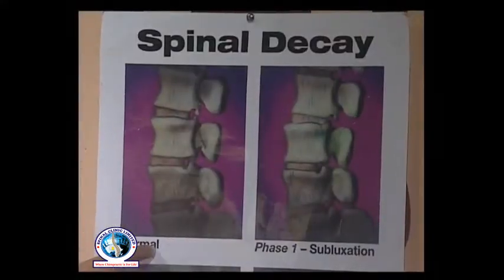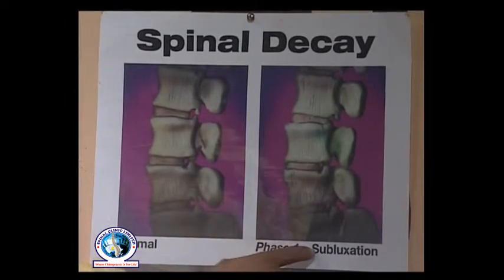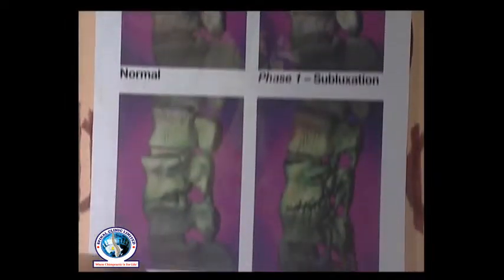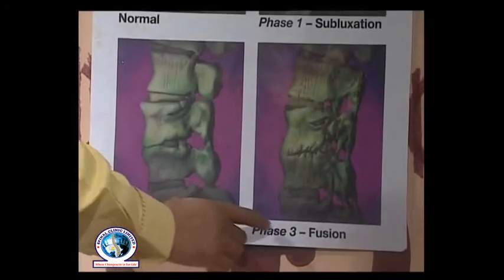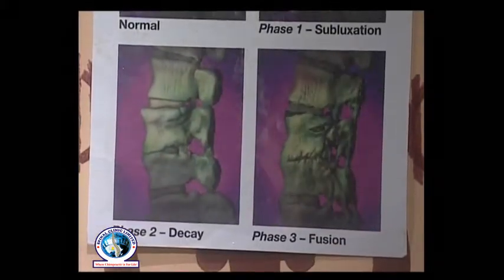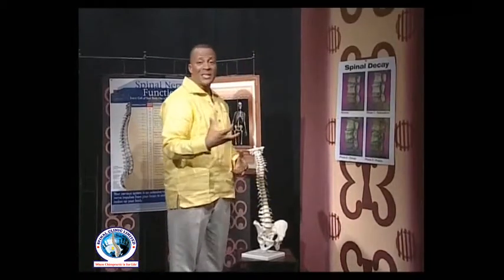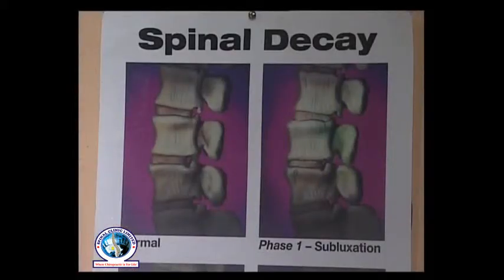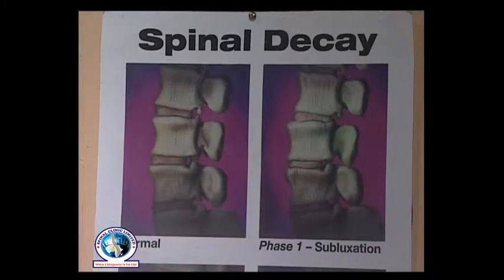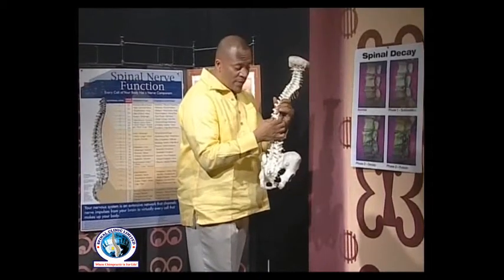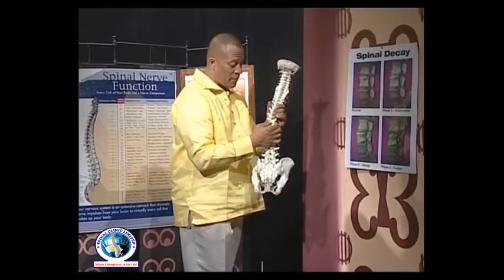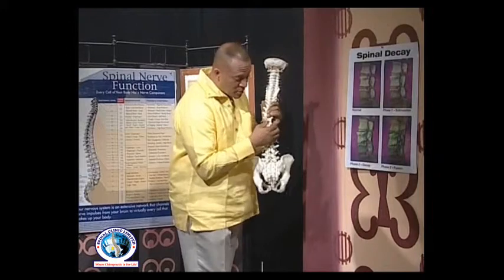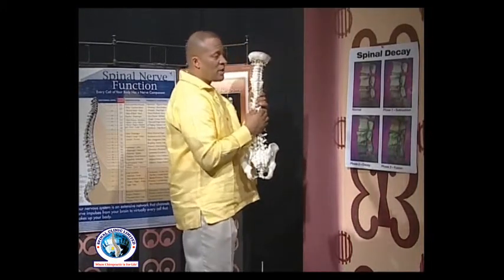You have normal, then phase 1, which is a subluxation, phase 2, which is decay, and then phase 3, which is fusion. Phase 1 is what we call a subluxation. A lot of you have a subluxation and don't even realize it. A subluxation is basically when the bone has shifted out of alignment and put pressure on the nerves that send information to specific areas. That's what a subluxation is.